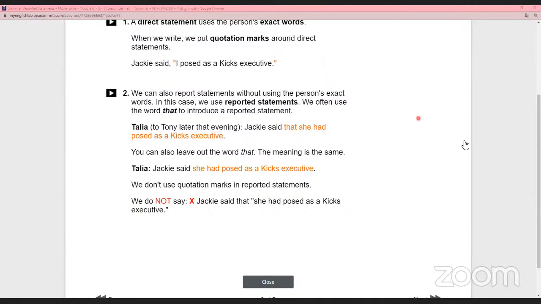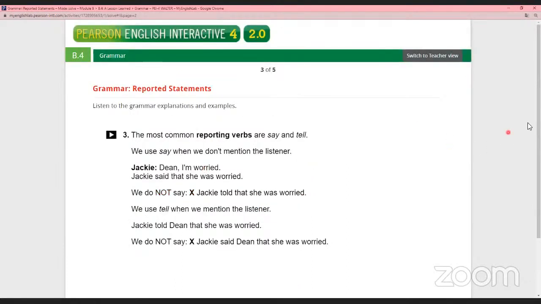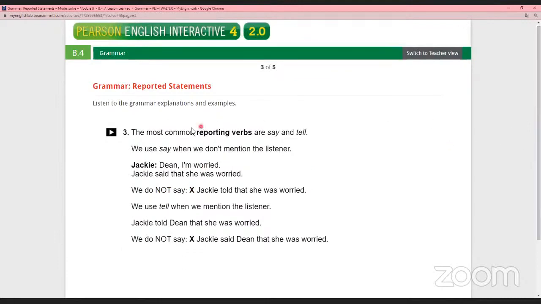Now we're going to continue with the reporting verbs. We actually have two reporting verbs, so let's listen to the audio. The most common reporting verbs are say and tell. We use say when we don't mention the listener.